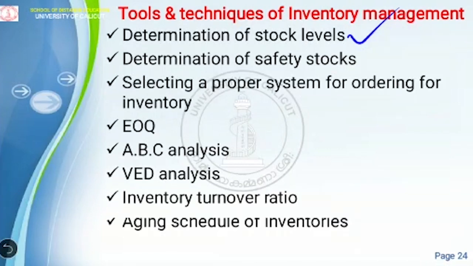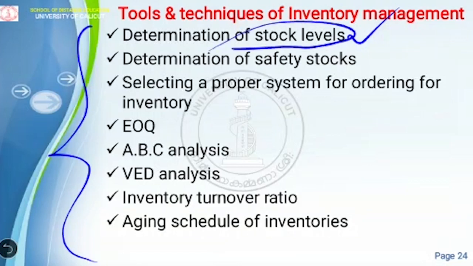Operational means the raw materials or inventory should be available in sufficient quantity at the needed time, but it should not remain idle. These are the two objectives of inventory management, operational and financial.